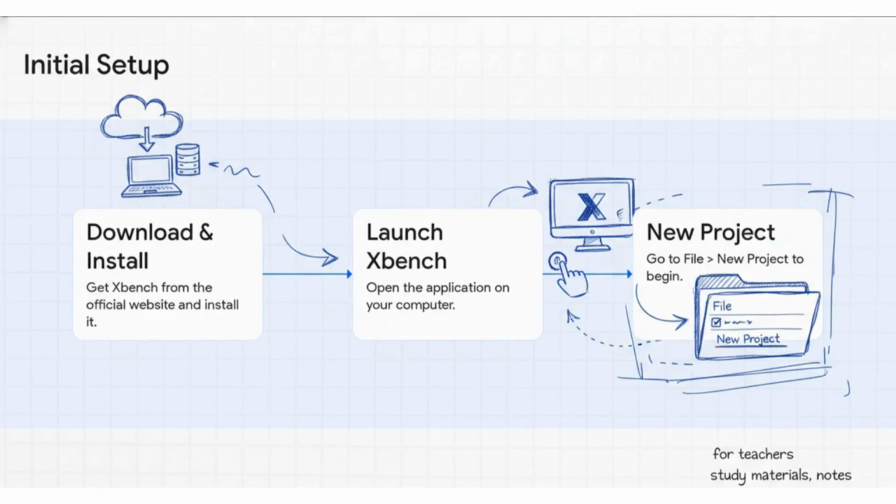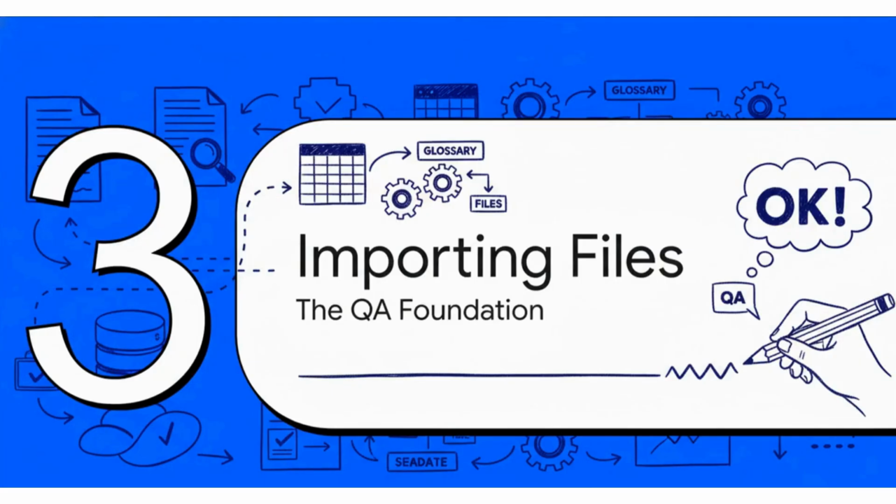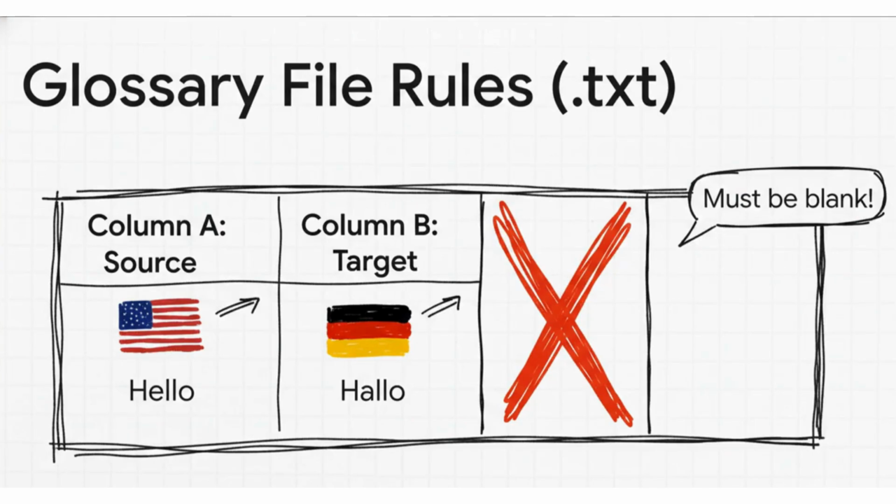Easy enough, right? Now, we're getting into what I think is the most crucial part, file preparation. How you prepare your files, especially your glossary, will make or break the quality of your QA results. Seriously, this part matters. So, let's talk about the glossary file. Xbench is, well, a little particular about the format. You need a plain text file, and the rule is super simple but also super strict. Column A must be your source term. Column B must be the target term. And here's the kicker. Every other column has to be totally blank. If there's any other data floating around, it can throw off the whole check.